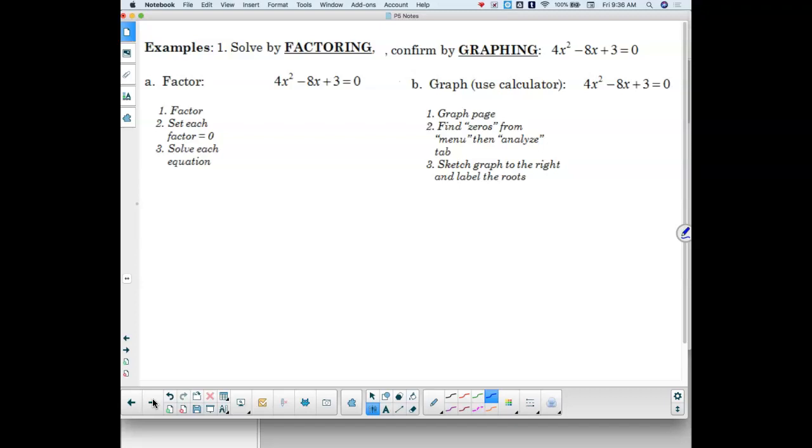All right, this one is done for us. 4x squared minus 8x plus 3 is equal to 0. So now I can factor.